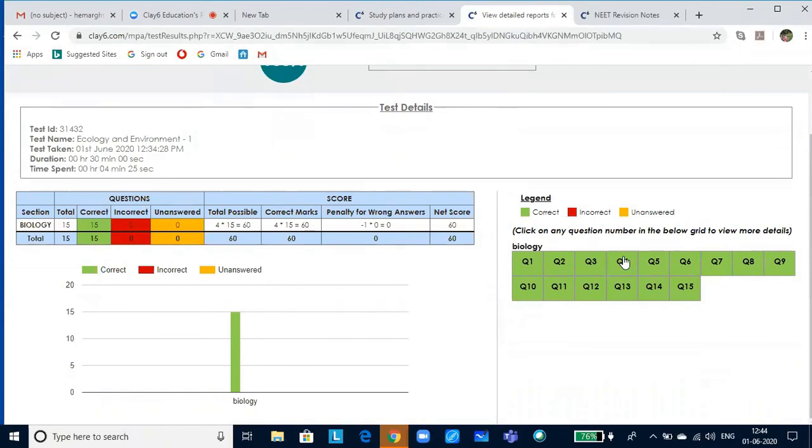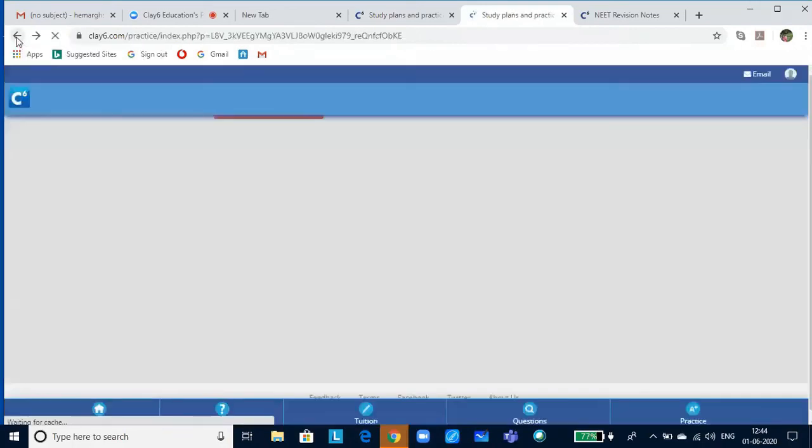And children, since you are going to give NEET exams and there is negative marking, if you are not sure of the answer, don't take it randomly because it's going to cost you minus 1 mark from your total. So it is better you avoid it if you do not know the question because you are not going to lose minus 1 mark. So with this, we complete today's class.